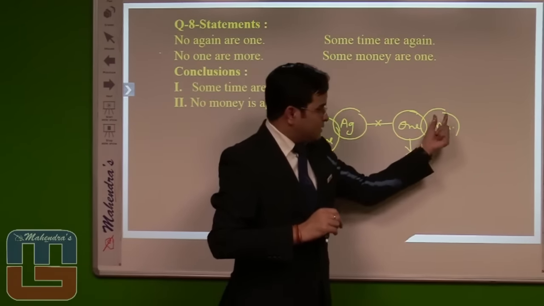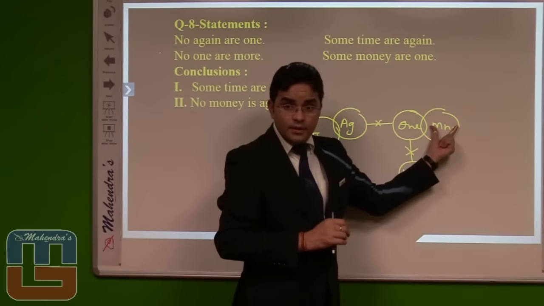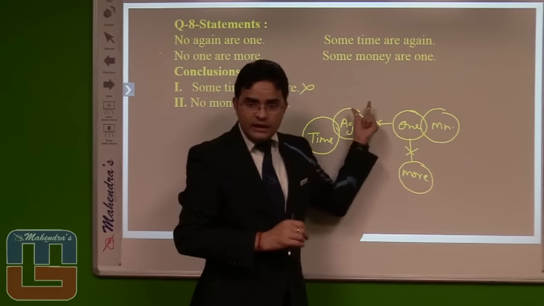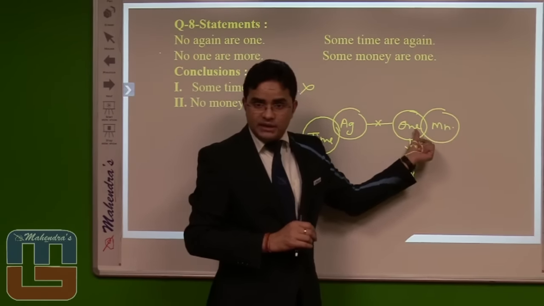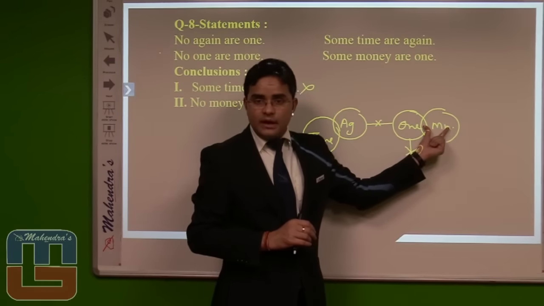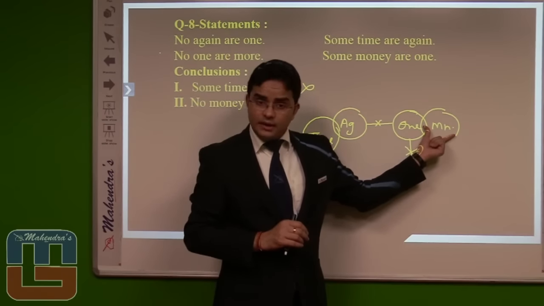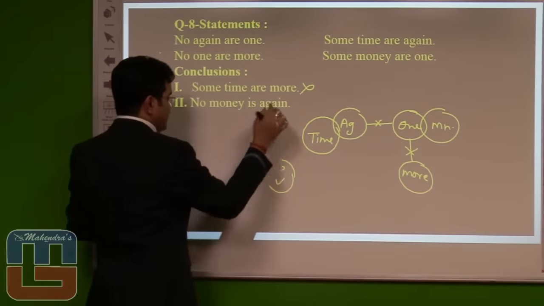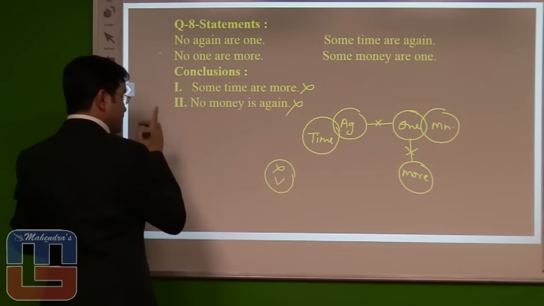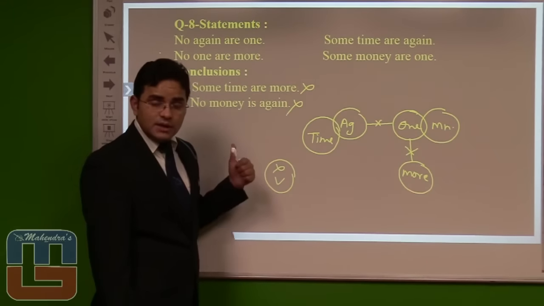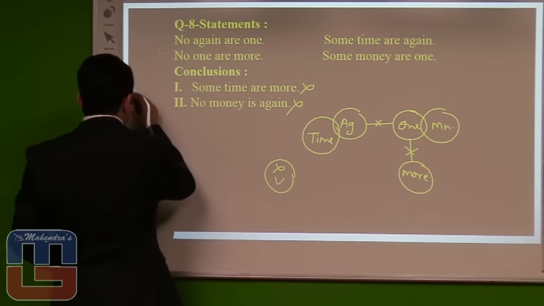You can see that this part of money is restriction free for again. It means again can touch to money, but this part is restricted. Except this part, in the rest they can touch to money. It means if it can touch, it is not confirmed for no. It means it is not 100% negative. So no money is again does not follow, because it is not 100%. But if they write this conclusion as a possibility, because it can be, that will follow.